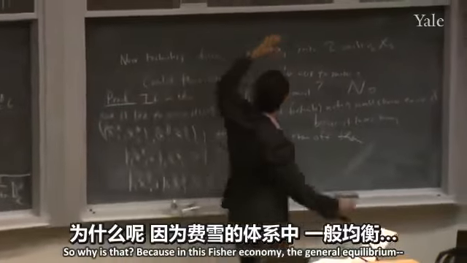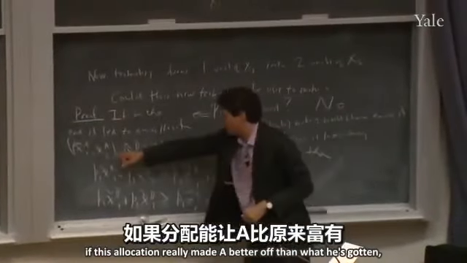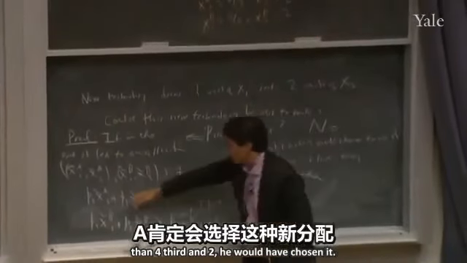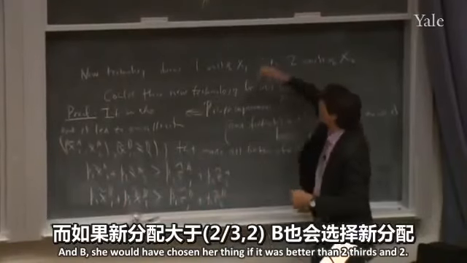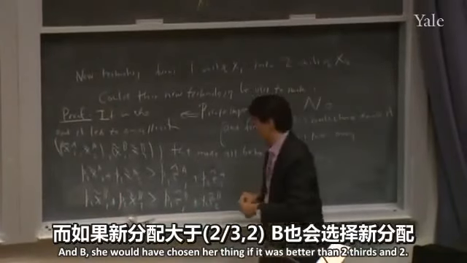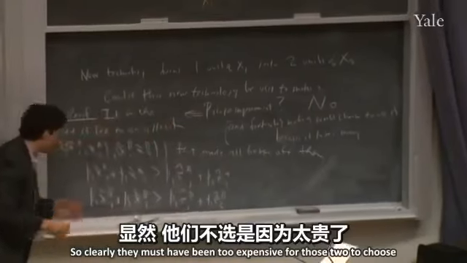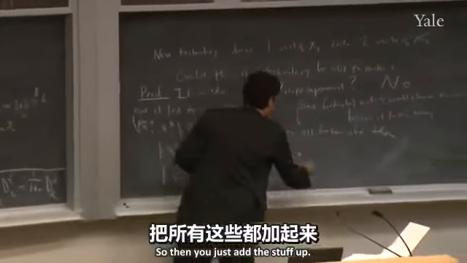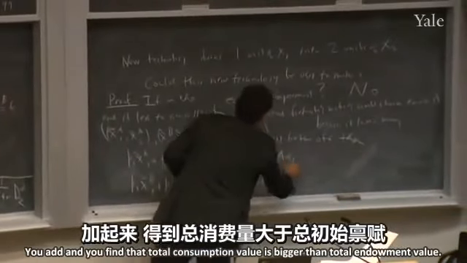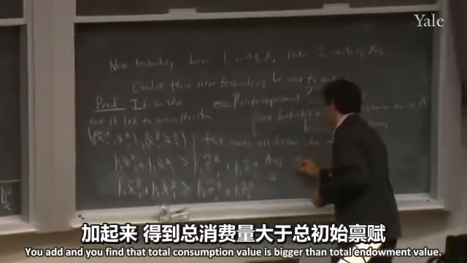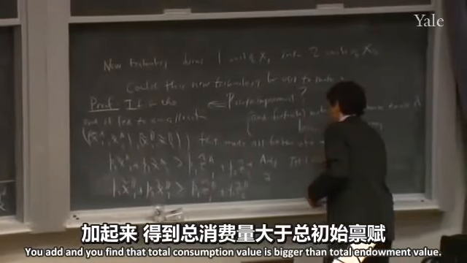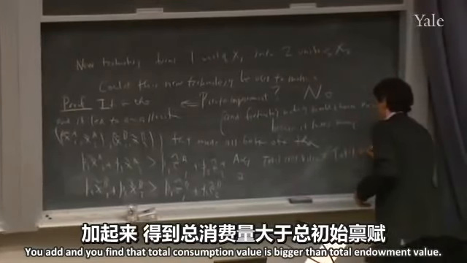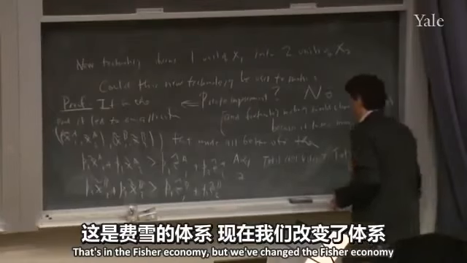Because in this Fisher economy, the general equilibrium, if this allocation really made A better off than what he's gotten, than 4/3 and 2, he would have chosen it. And she would have chosen her thing if it was better than 2/3 and 2. So clearly they must have been too expensive for those two to choose, because they were rationally choosing the right thing given what they could afford. So then you just add the stuff up, and you find that total consumption value is bigger than total endowment value. Okay, that's in the Fisher economy.